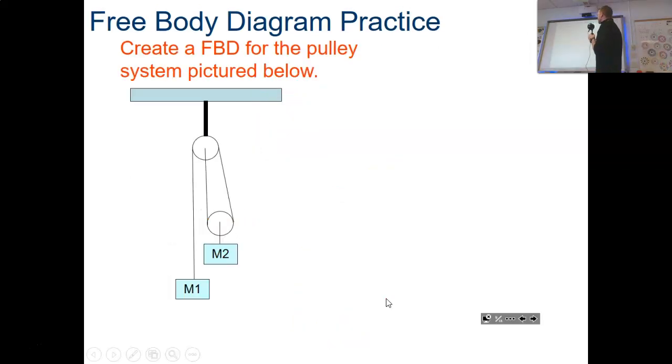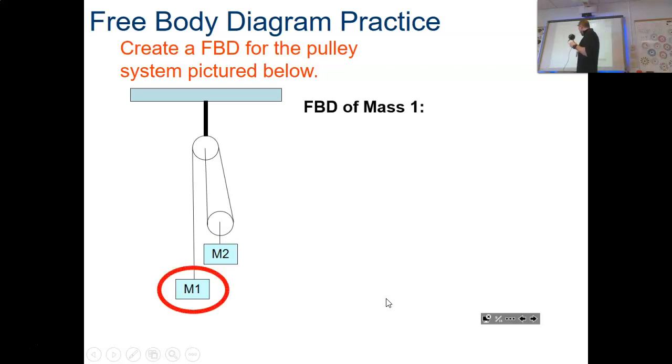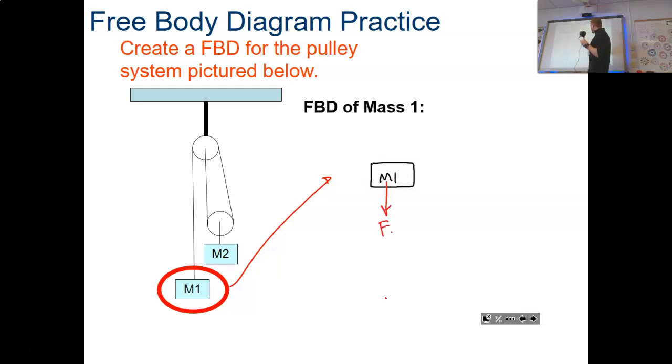Create a free body diagram for the pulley system below. So create one of mass 1. So I'm going to take mass number 1. We'll make a picture and I'll label it M1. The forces acting on M1: there's gravity, the one force that you'll always have.